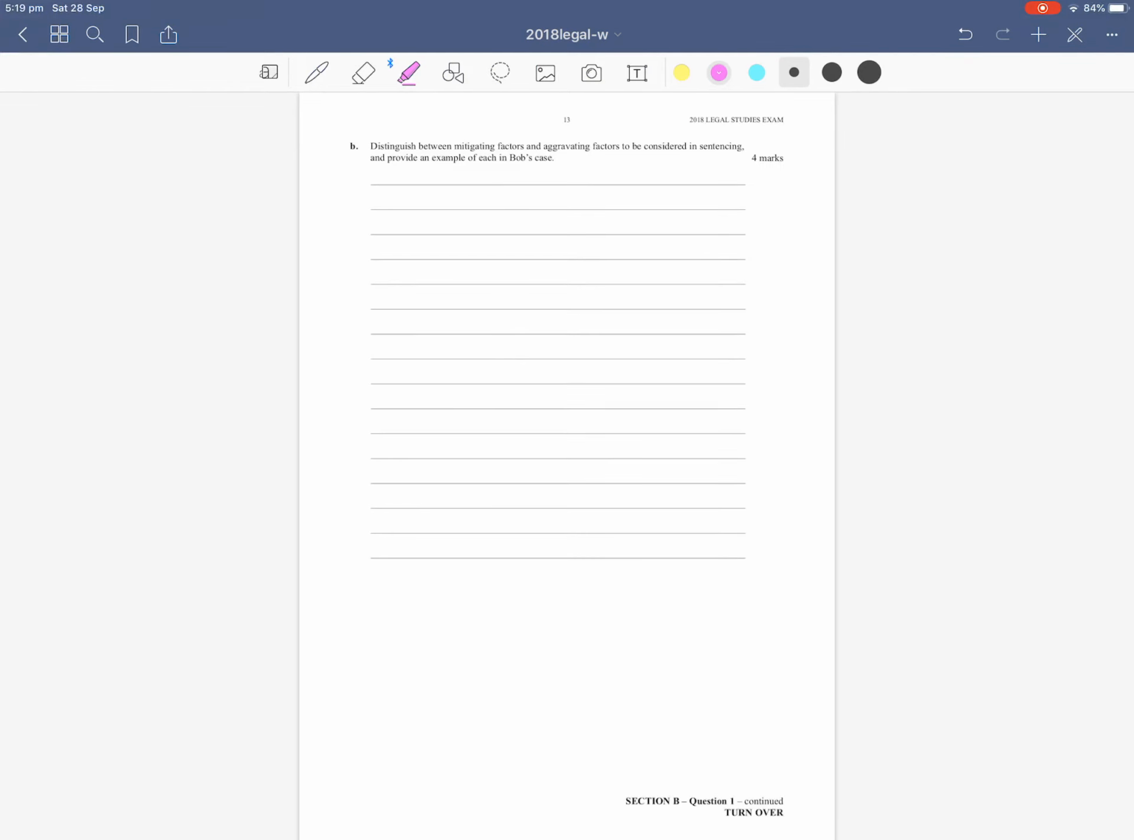The issues more so come as we go throughout this. Question B: distinguish between mitigating and aggravating factors to be considered in sentencing and provide an example of each in Bob's case. Mitigating factors and aggravating factors. We know these. Aggravating makes things more serious. Mitigating brings them down a little bit. And provide an example of each in Bob's case. Again, it's kind of there, right? You should be led by the case study. Look at the marks over here. Distinguish, tell me the difference between them. Probably tell me what they are.